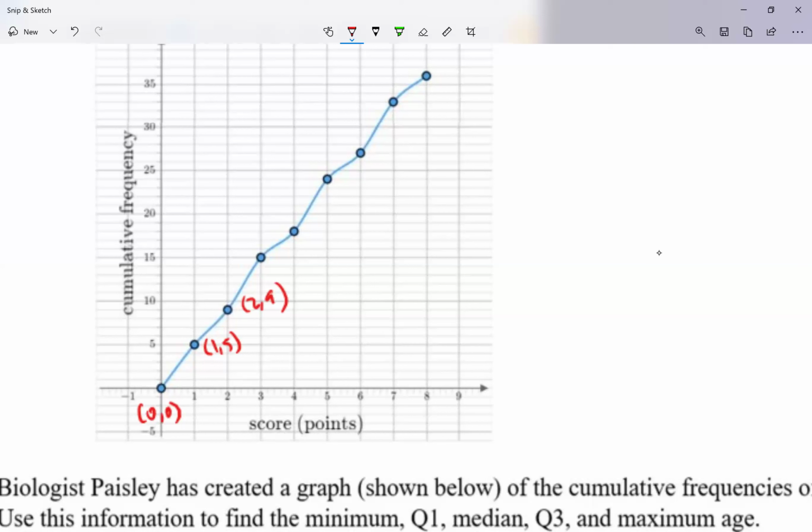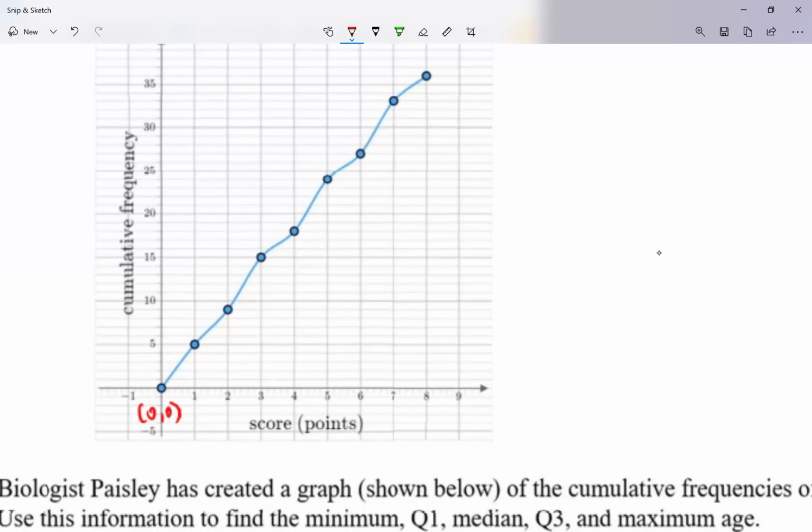Okay, let me read this other point right here. This is 3, 15. Remember, my first is a score, but because we're using cumulative frequencies, you guys created tables last unit. A score of 3 or less, 15 people have. Remember how 9 people had 2 or less? I'm going to say 6 people got 3. So on and so forth. We can read that.